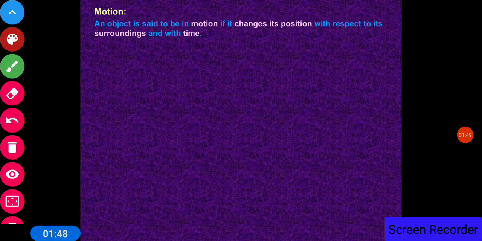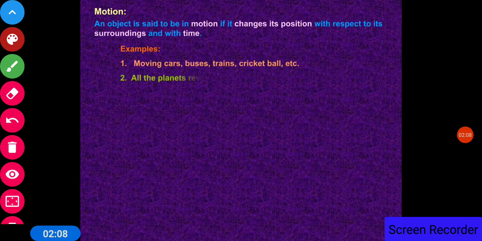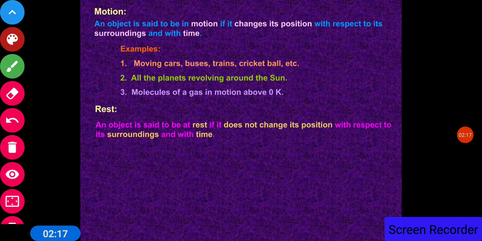An object is said to be in motion if it changes its position with respect to its surrounding and with time. For example, moving car, bus, trains, cricket ball, etc. All the planets revolving around the sun. Molecules of a gas in motion above 0 Kelvin. Rest: an object is said to be at rest if it does not change its position with respect to the surrounding and with time. For example, mountains, buildings, etc.